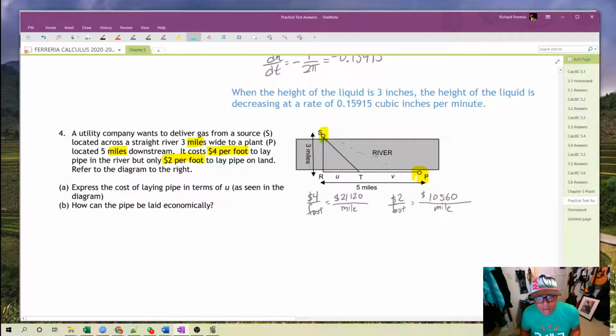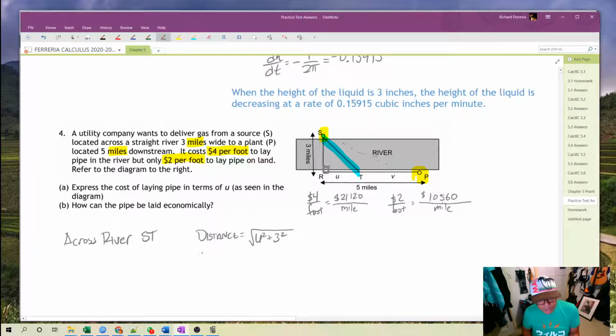Question 1, how far across the river is it from S to T? So distance ST, so across the river. I don't know that one. ST, how long is that? So the distance is going to be equal to, well, that's the right triangle here, so our good friend Pythagoras will help us. The distance is going to be the square root of u squared plus 3 squared. Remember, we're doing everything in terms of miles.